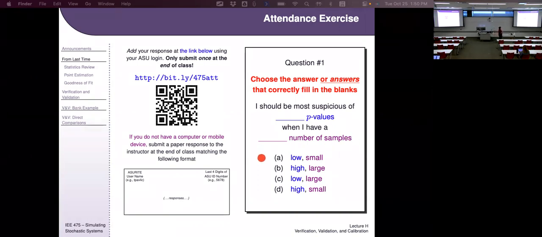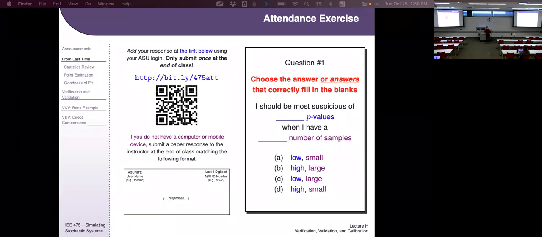So there wasn't a whole lot of support for low small. What about high large? I should be most suspicious of high p-values when I have a large number of samples. Not a lot of support in class for that, not a lot of support online. All right, what about low large? I should be most suspicious of low p-values when I have a large number of samples.